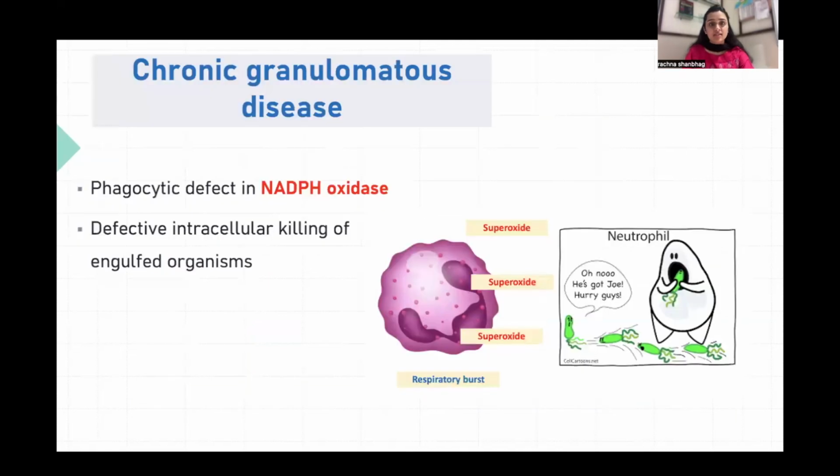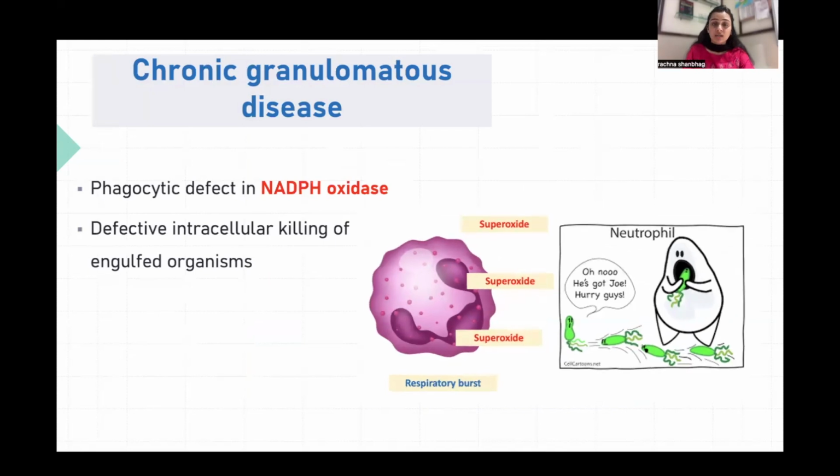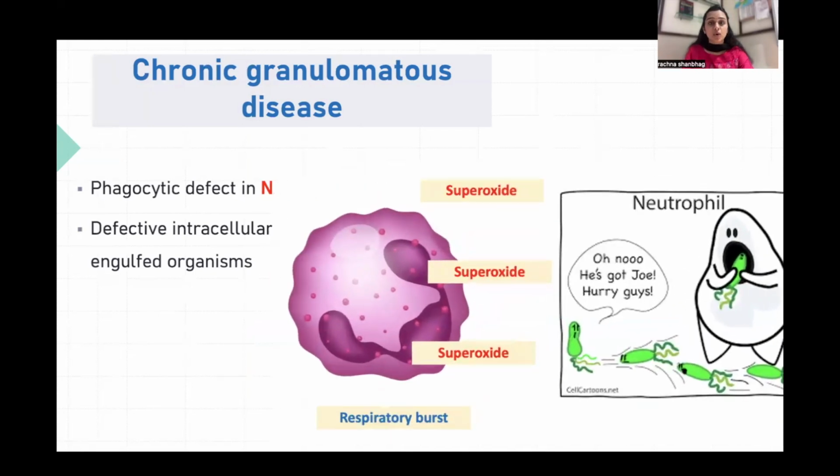So what is CGD? CGD is a phagocytic defect involving the NADPH oxidase. We know that when organisms enter our body, they are engulfed by the neutrophils. Now these neutrophils have a mechanism known as the NADPH oxidase by which they produce superoxide radicals, and this helps the neutrophil to kill the engulfed organism. Now the defect in CGD lies in the ability of the neutrophil to produce superoxide radicals. Hence, it leads to defective intracellular killing of organisms.